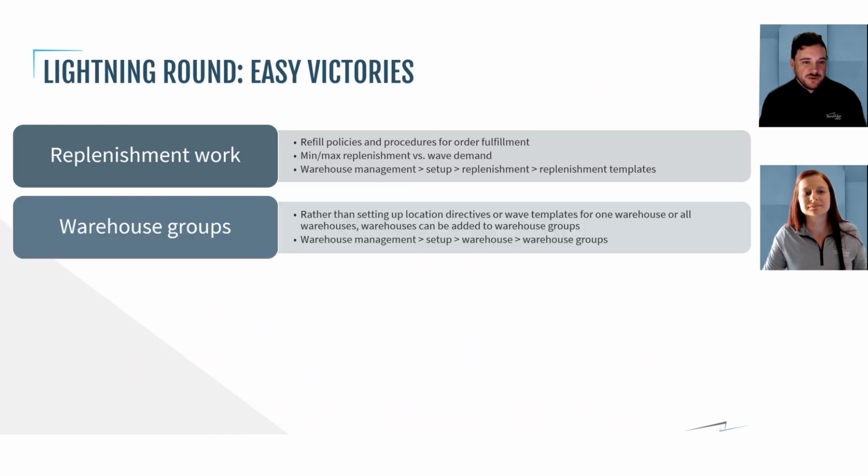And then next will be warehouse groups. So rather than setting up location directives or wave templates for just one warehouse or all warehouses, warehouses can be added to warehouse groups. And so this just makes it much easier to account for directives or templates that maybe need to apply to some warehouses, but you don't want them to apply to all of them or just one.